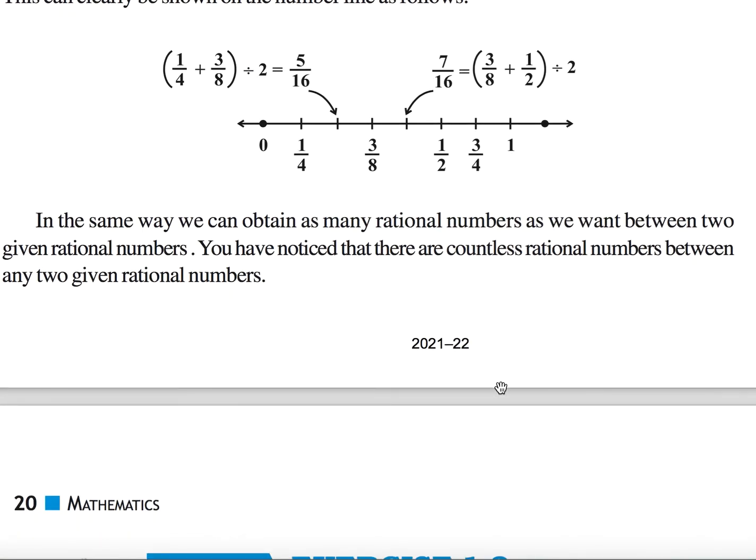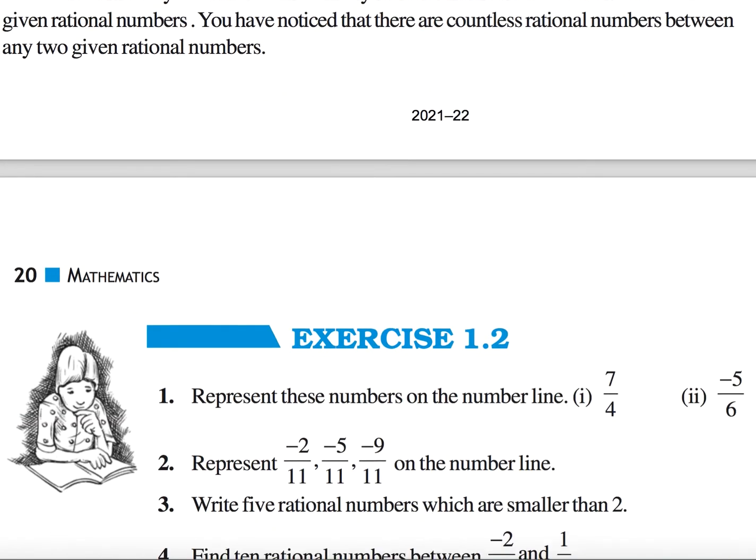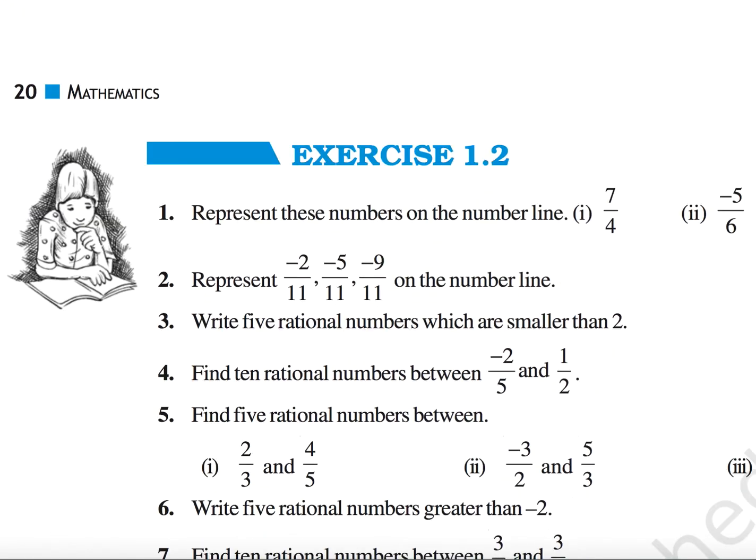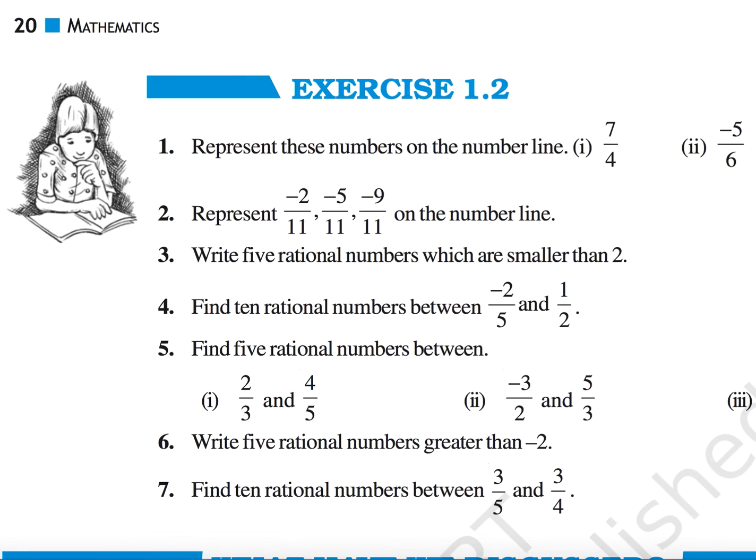The average number always lies midway between the numbers whose mean you found. In the same way, we can obtain as many rational numbers as we want between two given rational numbers. You have noticed that there are countless rational numbers between any two given rational numbers. We'll stop here at exercise 1.2. We'll do exercise 1.2 in the next session.